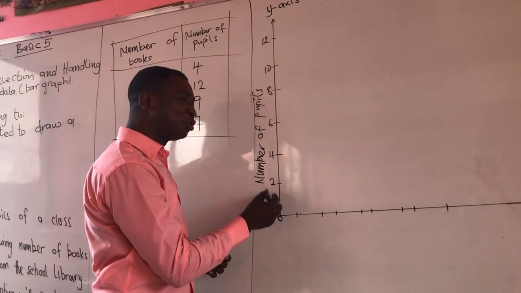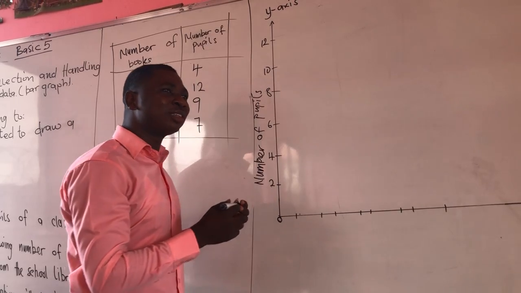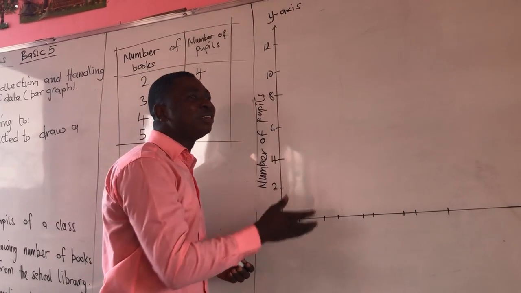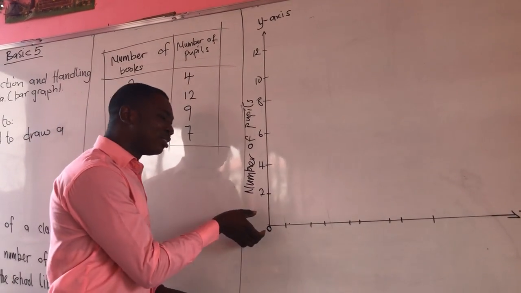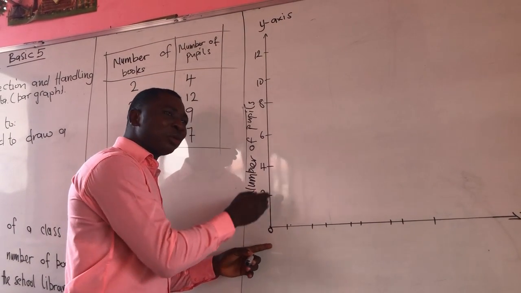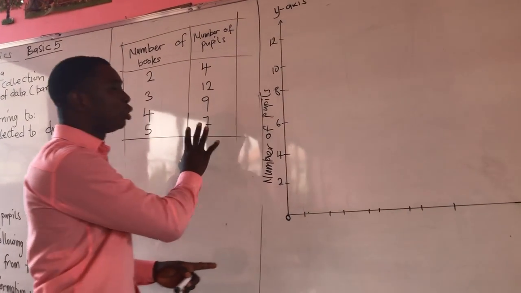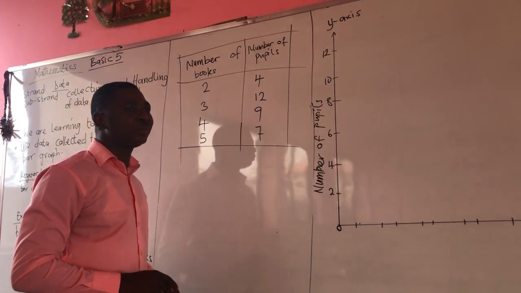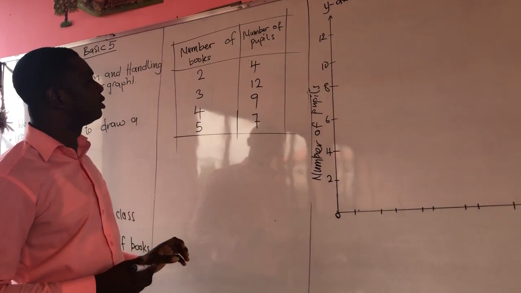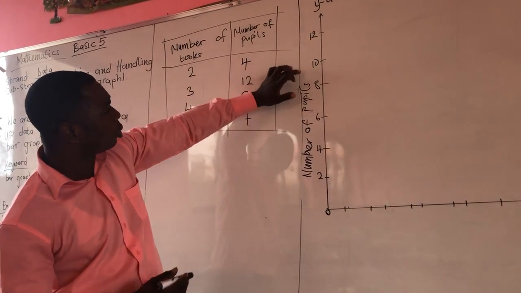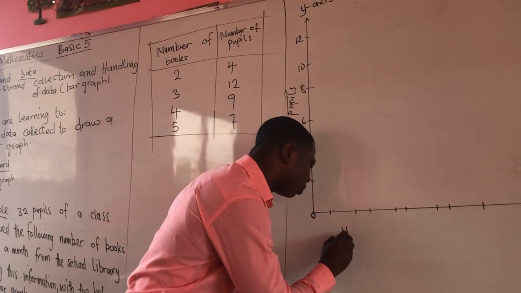So from 0 I move to 2. Don't move to 3. Because you are using 2 scales, the scale you are using here is 1 centimeter to 2 units. But forget about the scale, just make sure that you indicate the figures that will help you to plot the graph easily. Now, what do you have? You have the number of books and number of people. You said here should be the number of people. Then here will be the number of books.